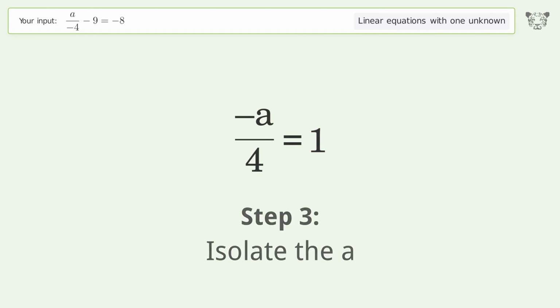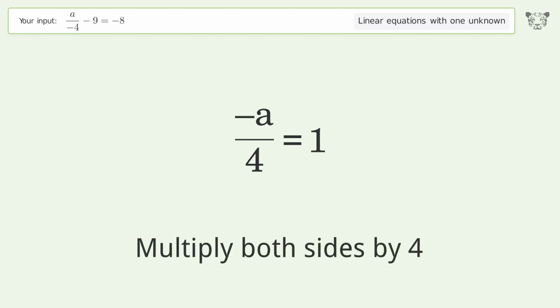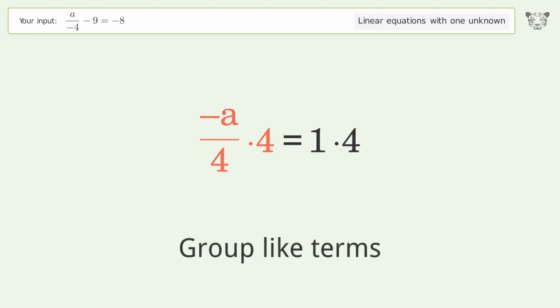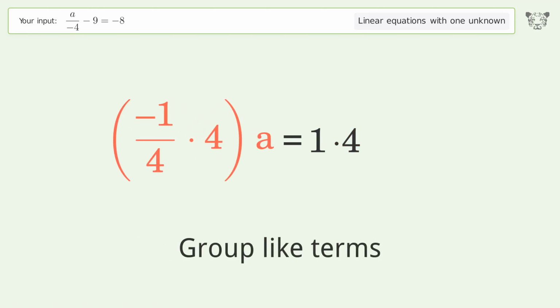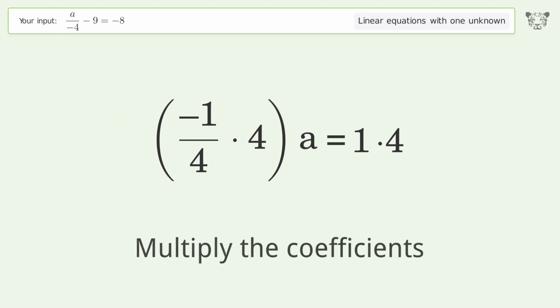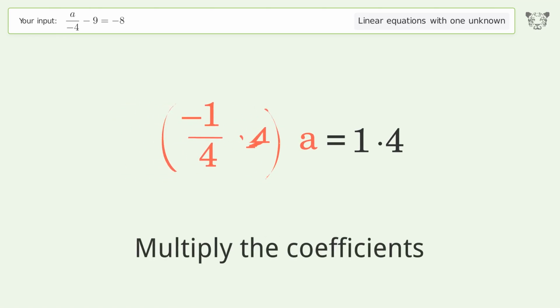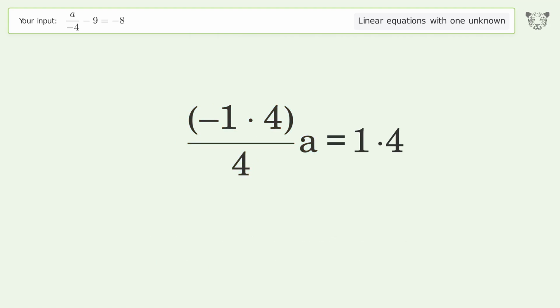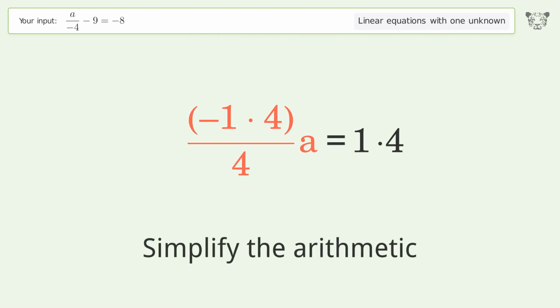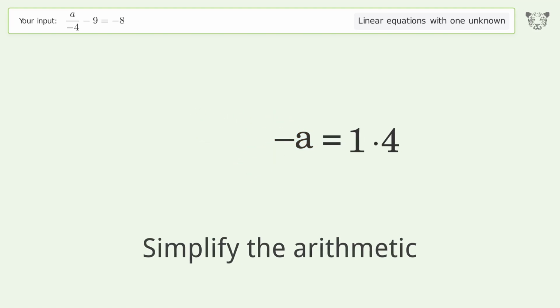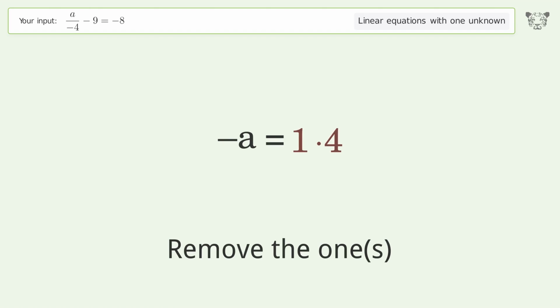Isolate the a. Multiply both sides by 4. Group like terms. Multiply the coefficients. Simplify the arithmetic. Remove the ones.